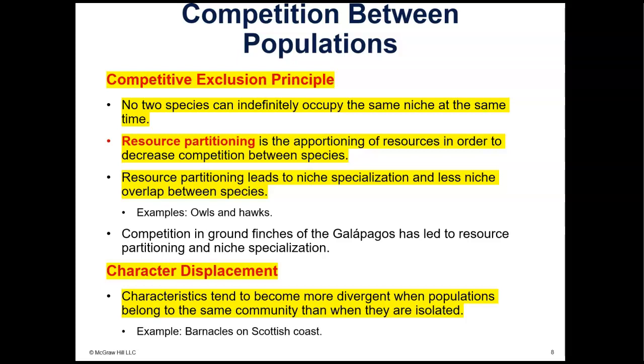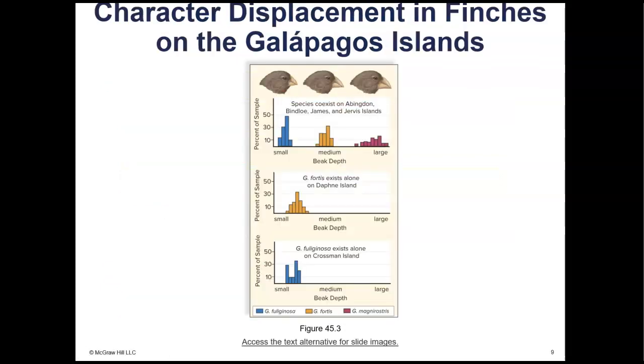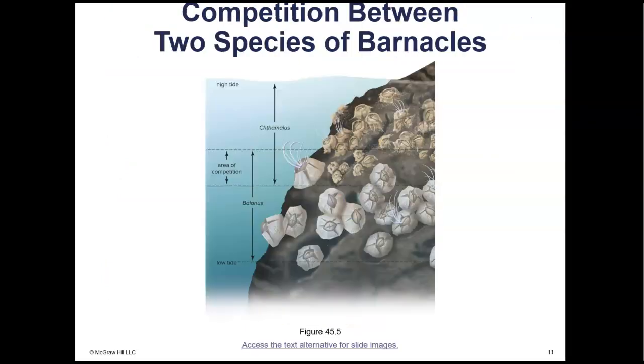But if this experiment were done in a lab, maybe, who knows how it would turn out. So lab experiments are good, but they don't always tell the whole story. Down at the bottom, character displacement says that characteristics of organisms tend to become more divergent, more different, when populations belong to the same community than when they are isolated. And there's an example of the barnacles on the Scottish coast. So let's talk about those first, and then we'll go back to those other slides.